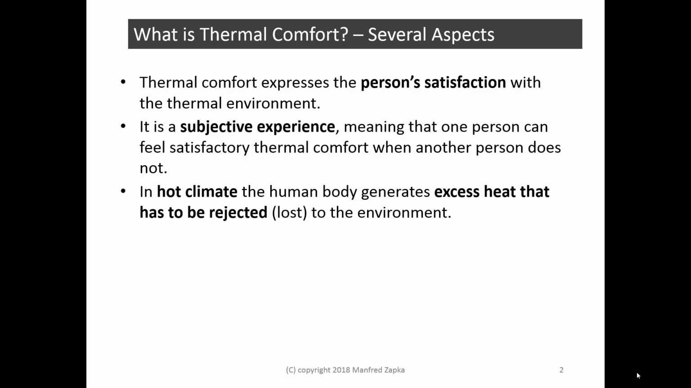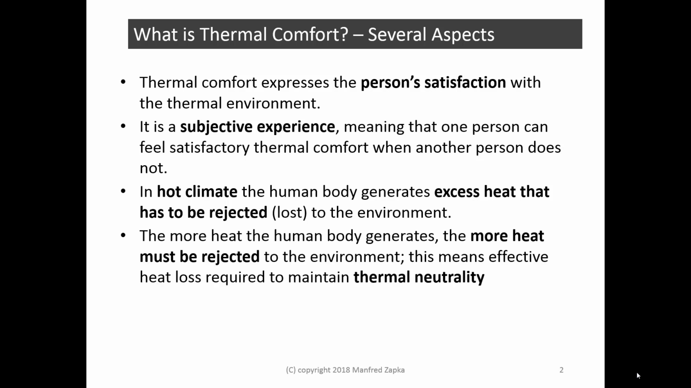Then in hot climate, as in Hawaii, the human body generates excess heat that has to be rejected to the environment. And the last one is what we use here: the more heat the human body generates, the more heat must be rejected to the environment. This means that we have to be very effective in terms of heat loss to maintain thermal neutrality.